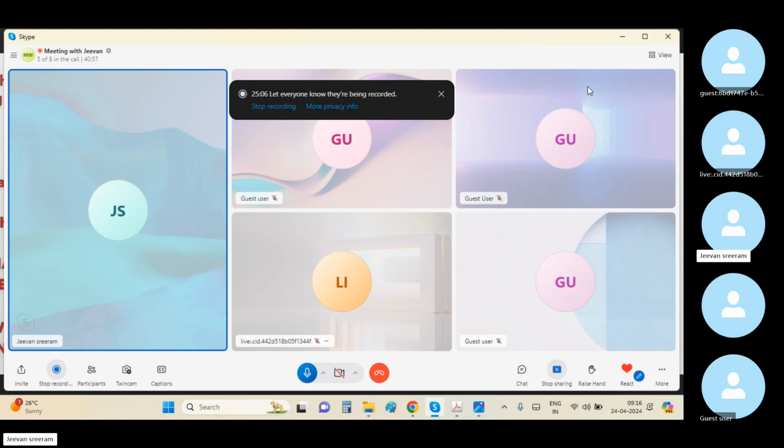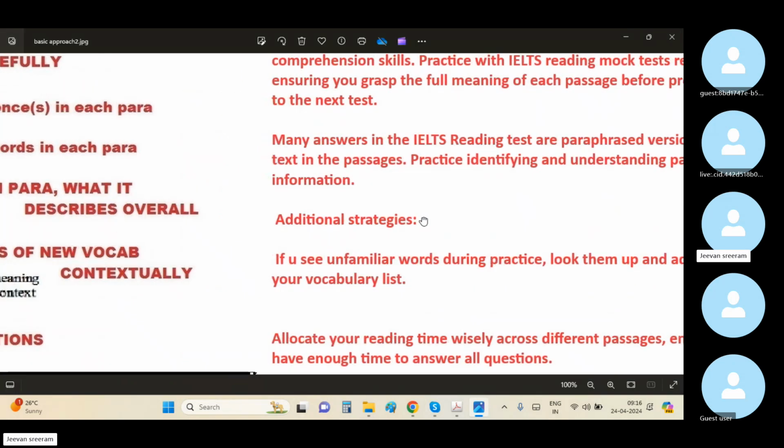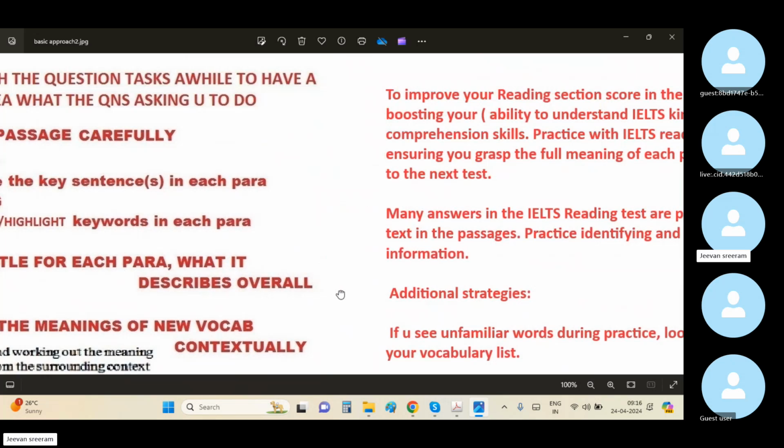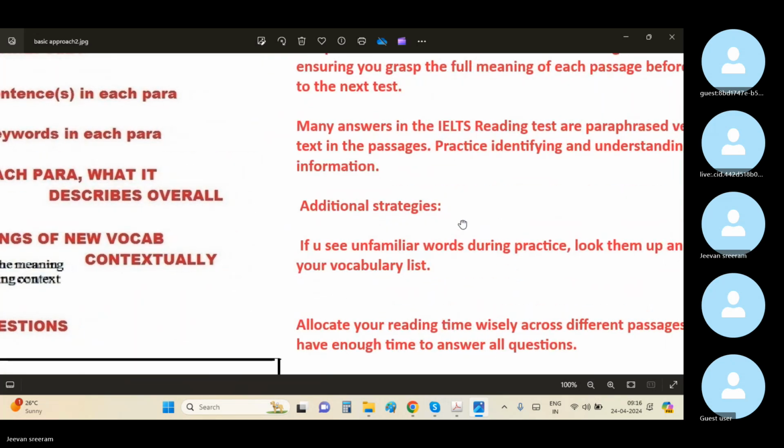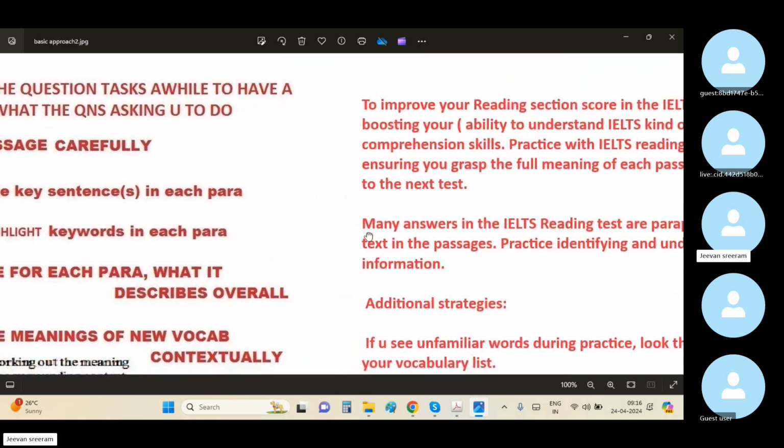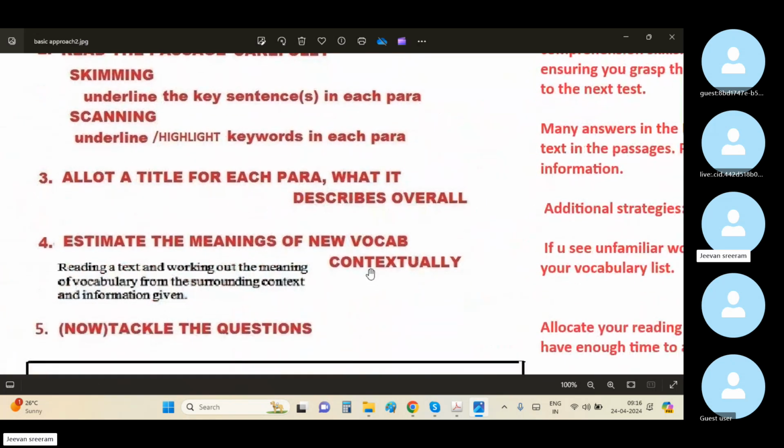So we have two other users also. Yeah. I have already shared this snap in the group. Please look through it. Okay. This is the approach I'm going to follow to handle the passage now.